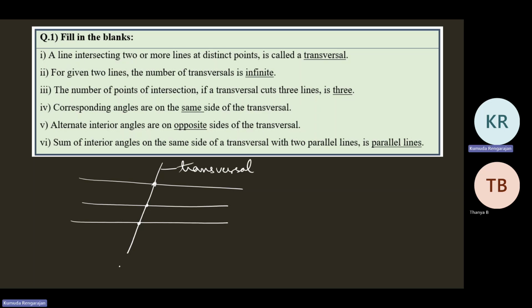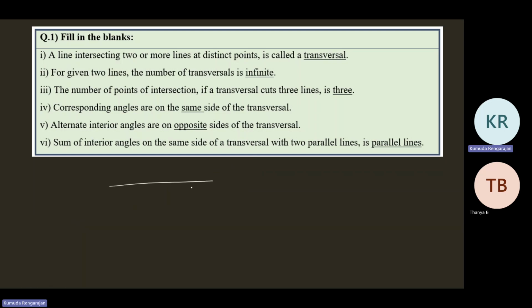A transversal is a line that meets two or more lines. Say there are four lines like this, and there is a line like this. This line is going to meet the first line, now it's meeting the second line, now the third line, and the fourth line. These lines don't meet each other, but this one line is going across all the four lines.